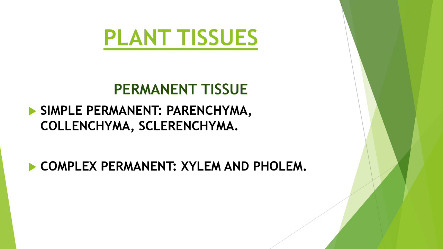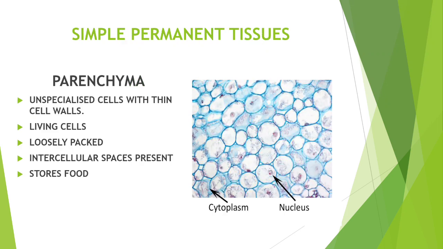Permanent tissue is of two types. Simple permanent, if they are made up of one kind of cells, and they are parenchyma, collenchyma and sclerenchyma. If they have more than two different types of cells working together to achieve the same function, then they are known as complex permanent, which we will be focusing on in the next video.